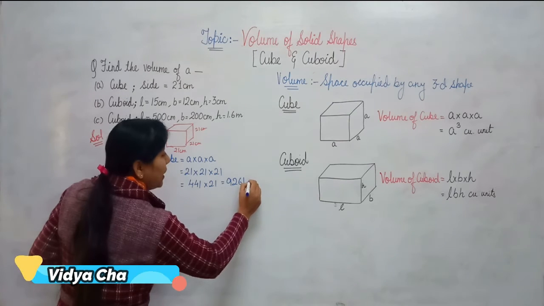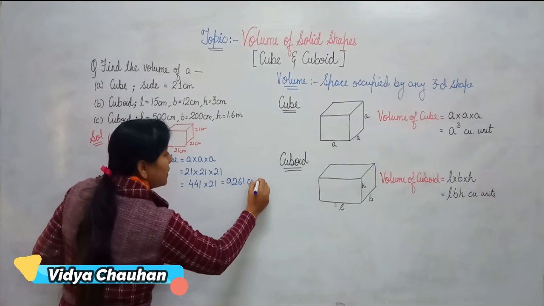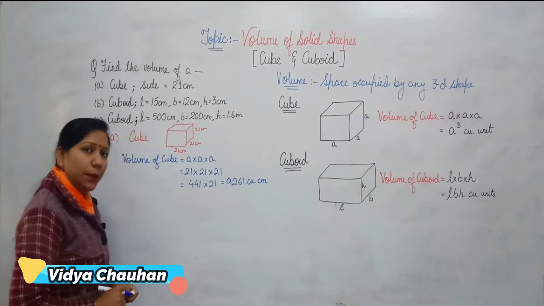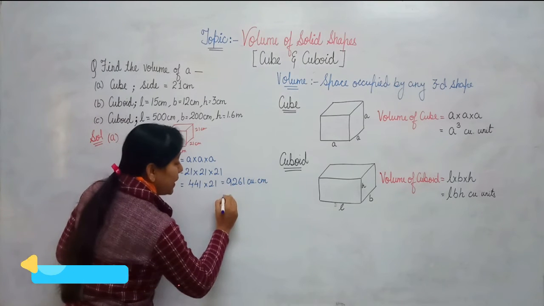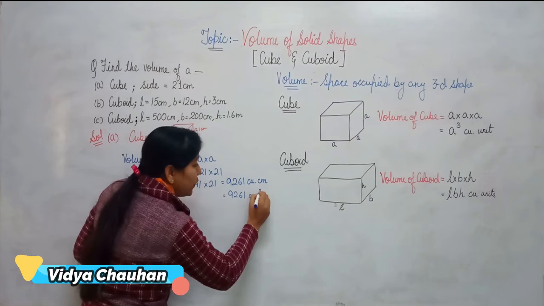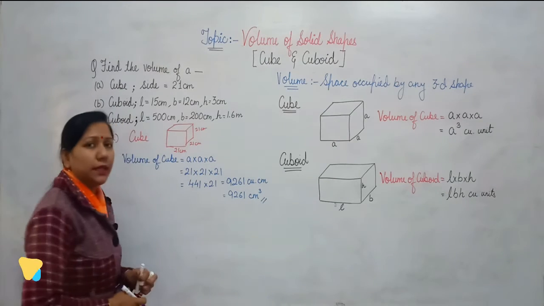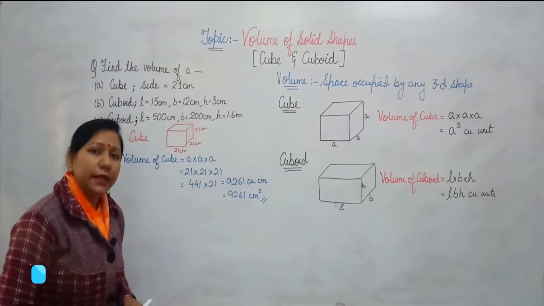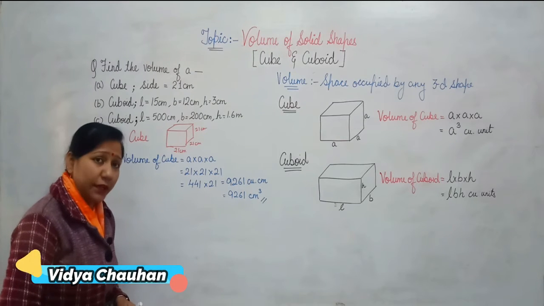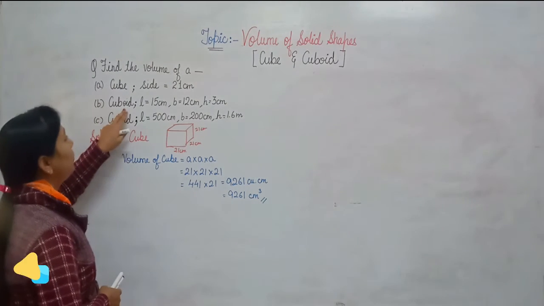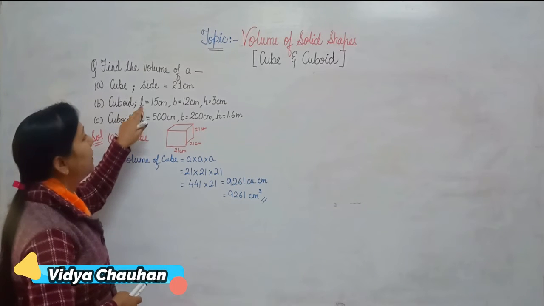9261. And what will be the unit? Cubic centimeter. You can also write it as 9261 centimeter cube. Both the ways it is correct. Either you write it cubic centimeter or you can write it as centimeter cube. Clear, students?